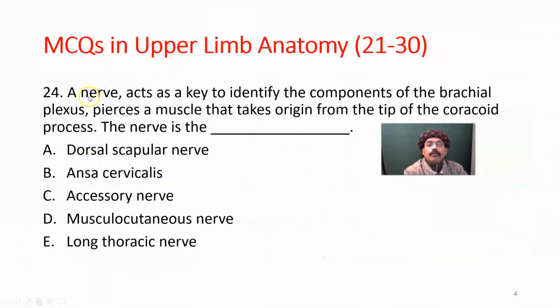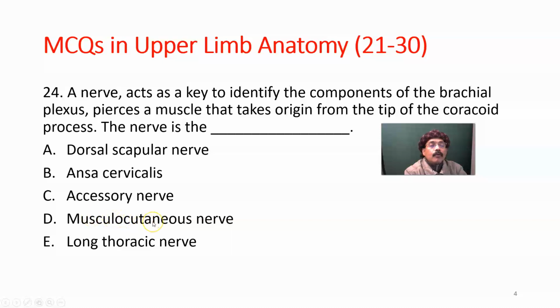Okay, here question number 24. A nerve acts as a key to identify the components of the brachial plexus. It pierces the muscle that takes origin from the tip of the coracoid process. The nerve is what? Okay, what is that? Dorsal scapular nerve, ansa cervicalis, accessory nerve, musculocutaneous nerve, long thoracic nerve. What is the key to identify the components of the brachial plexus? Answer should be musculocutaneous nerve.